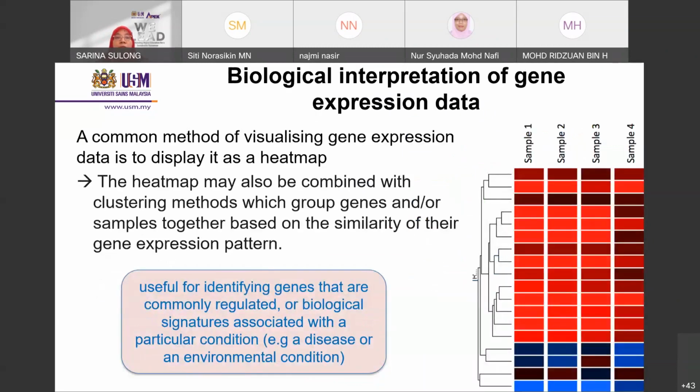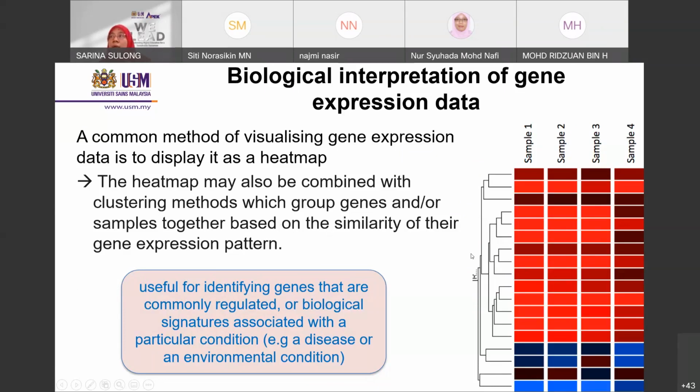Okay, so this figure shows an example of a heat map in which genes have been grouped based on their pattern of gene expression. A common method of visualizing gene expression data is to display it as a heat map. So this is the example. You can see the colors, like red and blue. Normally we can see red and green. And then you can have a very dark, the black one. So you can have different intensity in color.